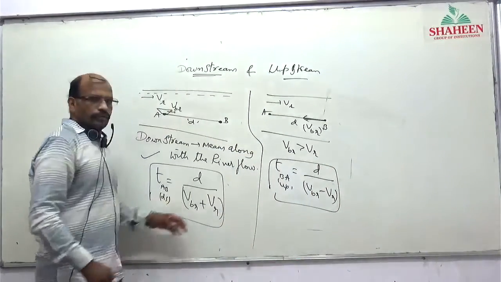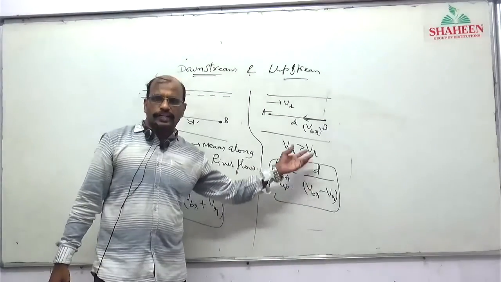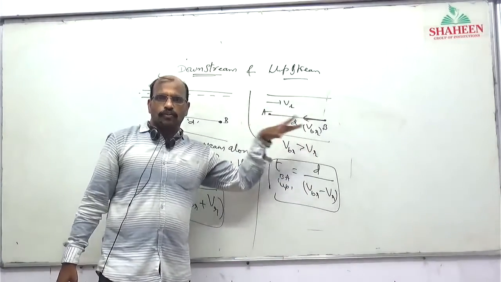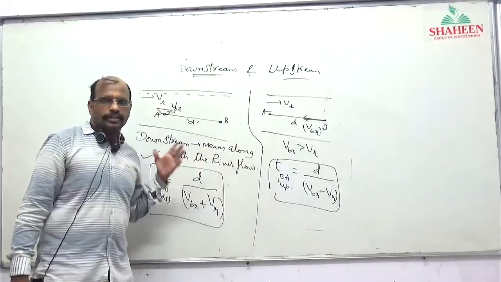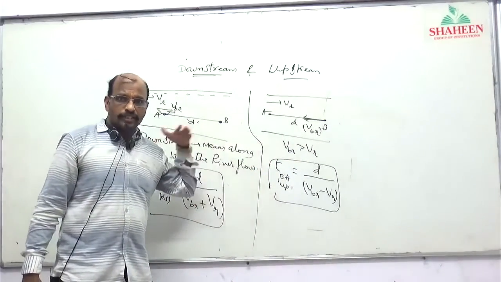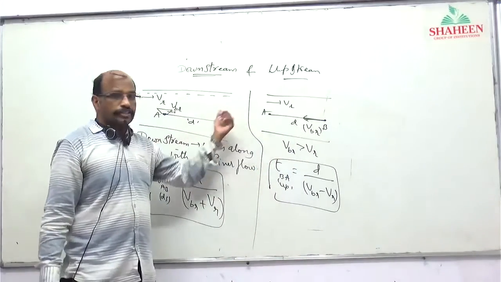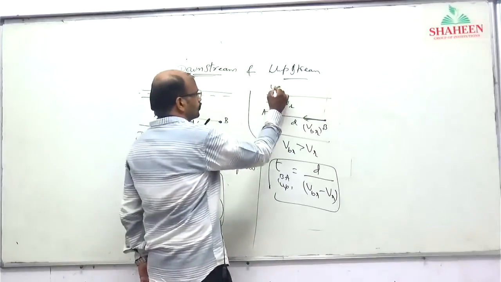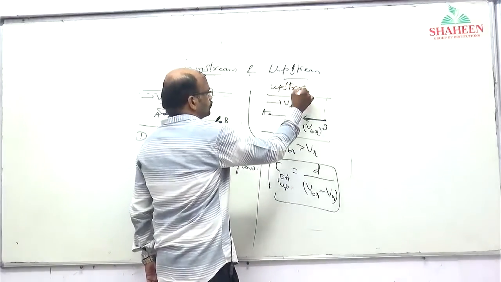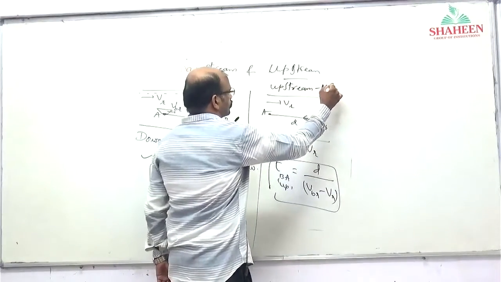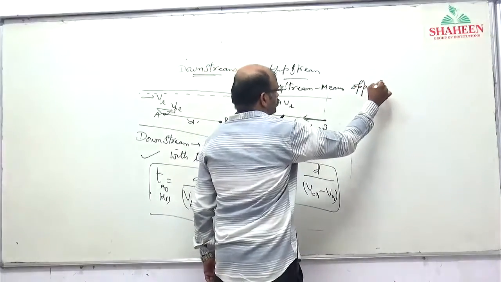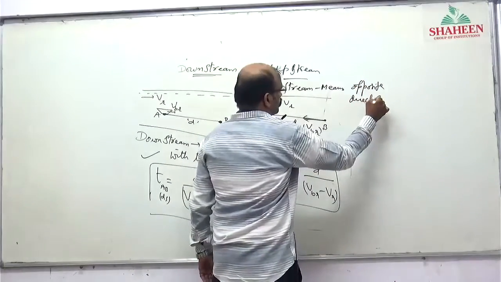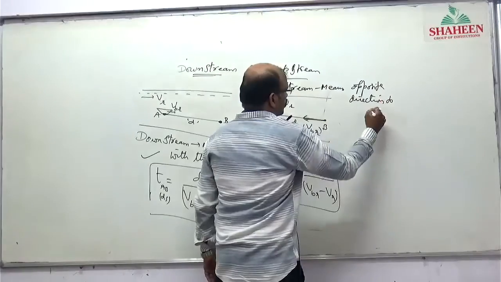Because here VBR, velocity of boat with respect to river, is in the opposite direction to river flow. It will take more time here. It will take less time there because along with the river flow, it's moving downstream. Upstream means opposite direction to river flow.